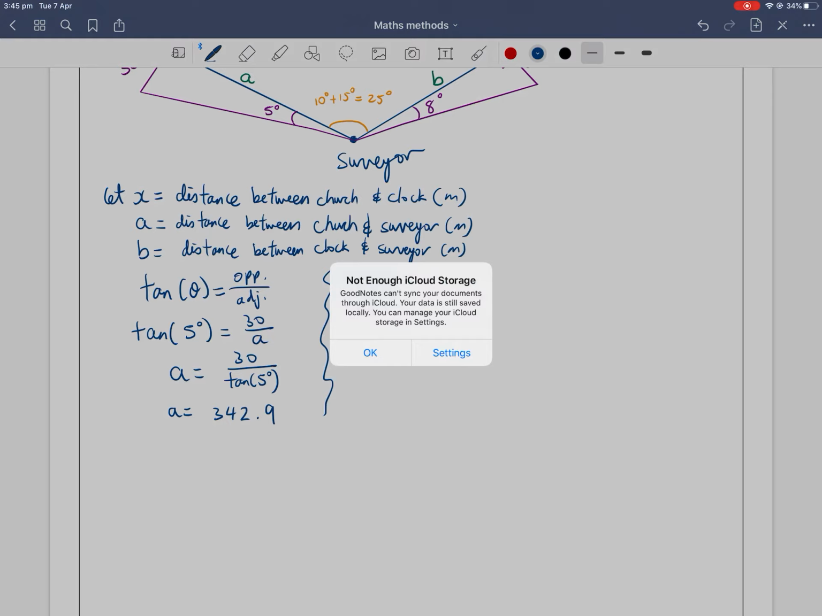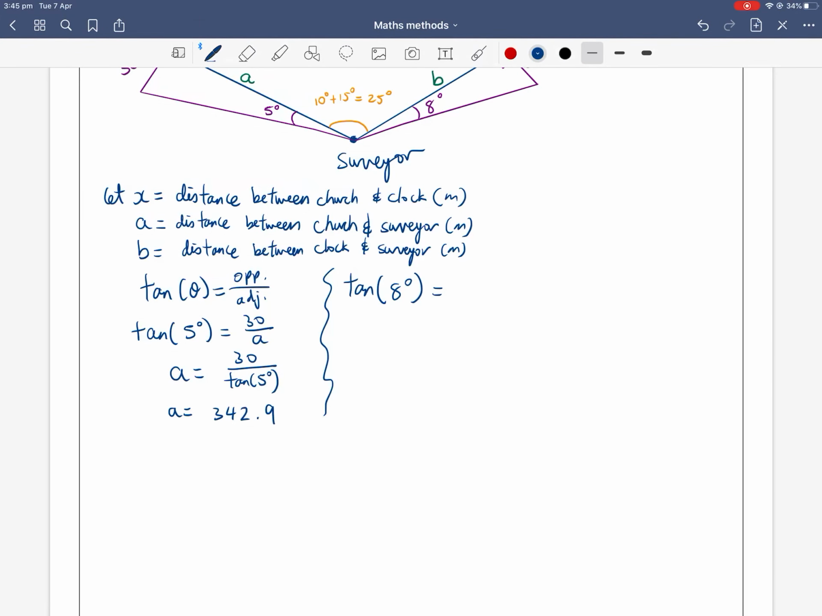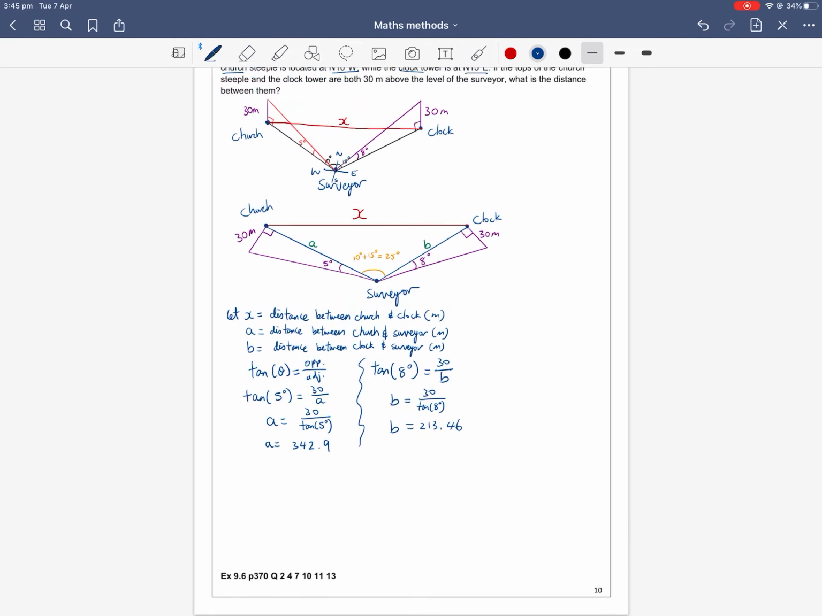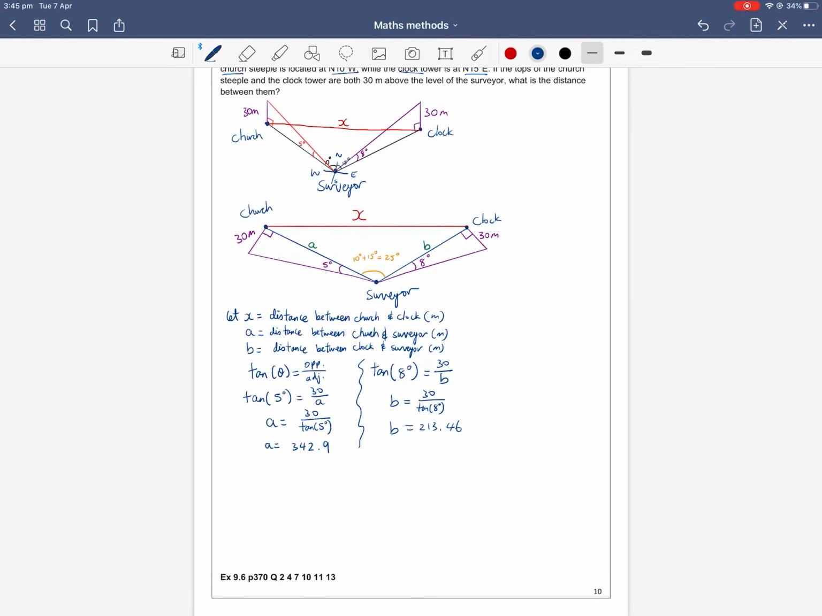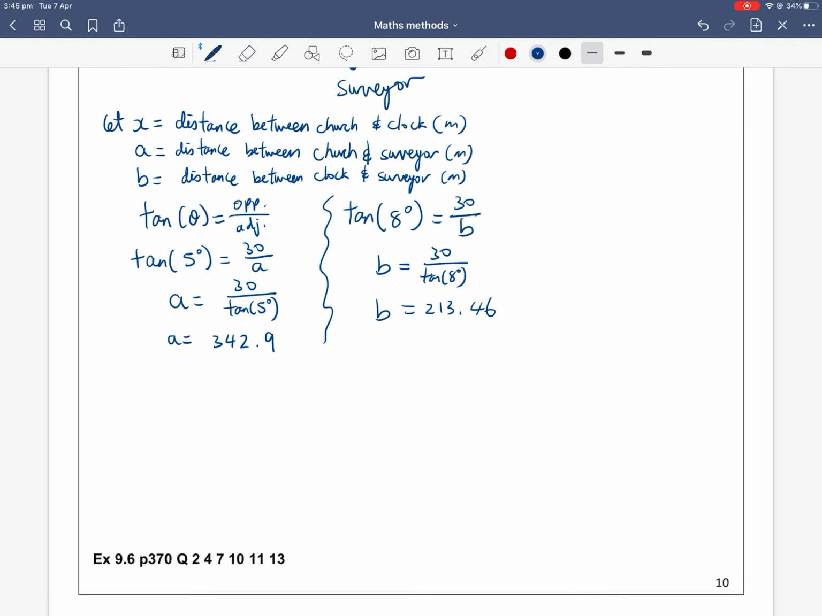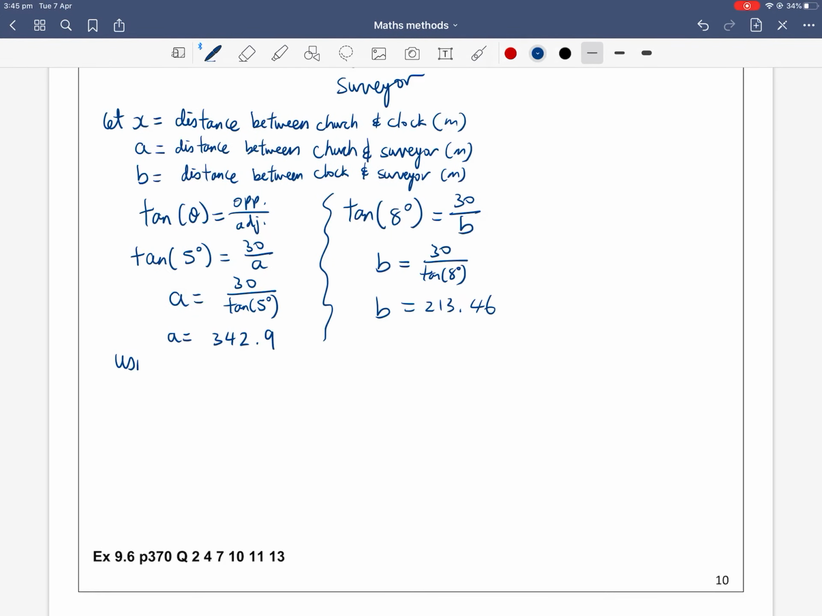Similarly, let's work out tan of 8 degrees. That's opposite, which is 30, divided by B. So B is 30 over tan of 8. That's approximately 213.46 meters using a calculator. Then we agreed that we can use the cosine rule because we've got two sides and a squished angle and we're trying to work out the third side.